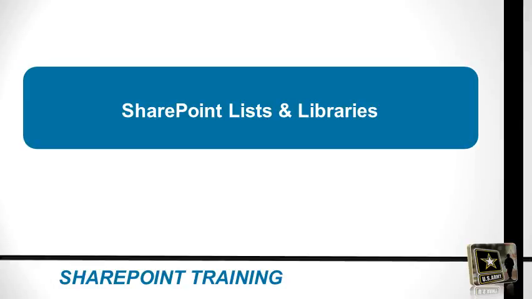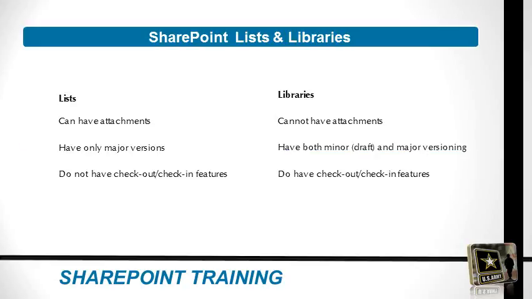In Module 1, we learned that lists and libraries do many of the same things, so before you see how to create them, let's recap their differences. There are basically three major differences between lists and libraries. They are: lists have attachments, libraries do not. The files are directly in the library. Lists have only major versions. Libraries can have both minor and major versioning. And lists do not have checkout, check-in features, while libraries do have checkout, check-in features.